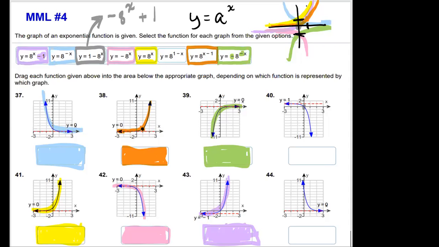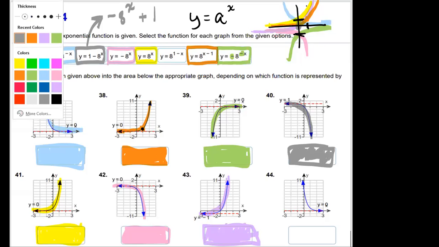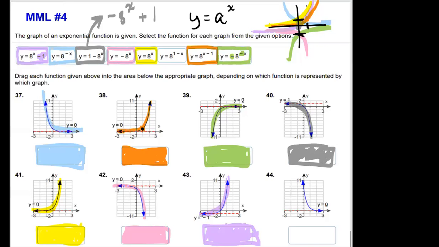It's going to be number 40. And now the asymptote is no longer the x-axis, it's up 1. So this is the gray one. And which, by the process of elimination, the last one you have, it's the only one that's left, which is this one. He'd be last, and obviously he's going to go here.